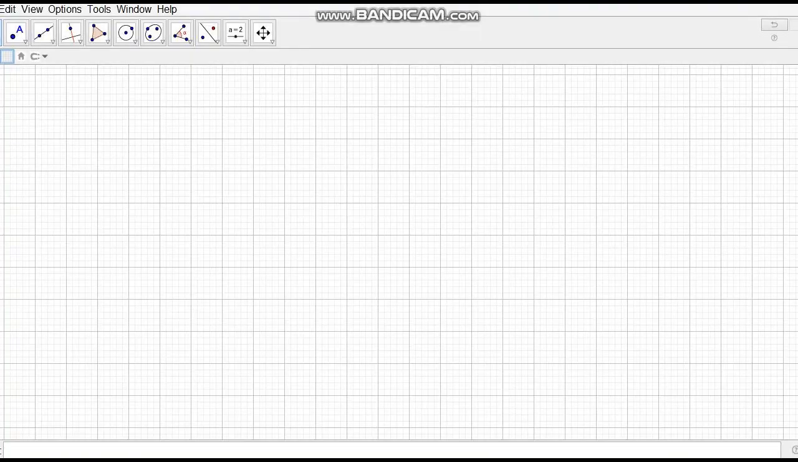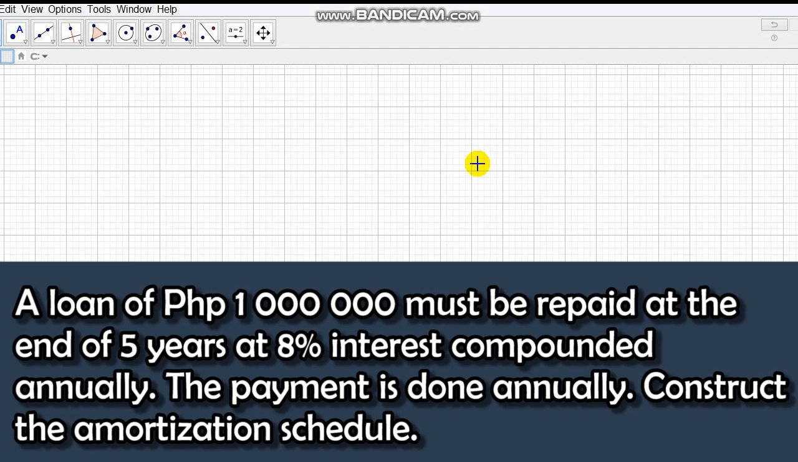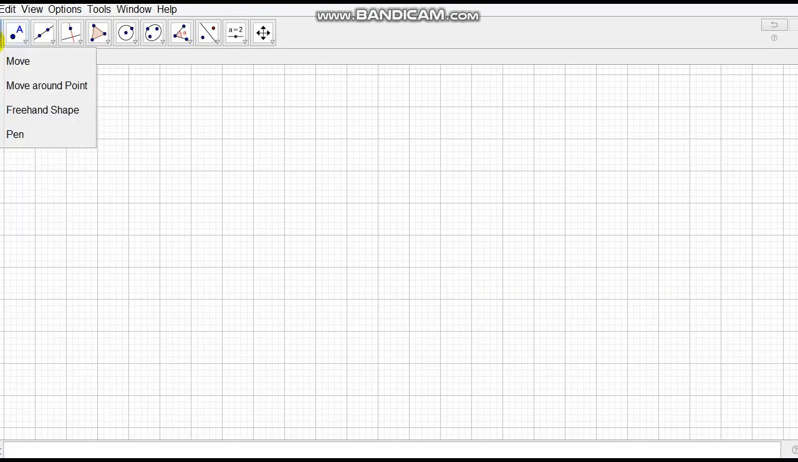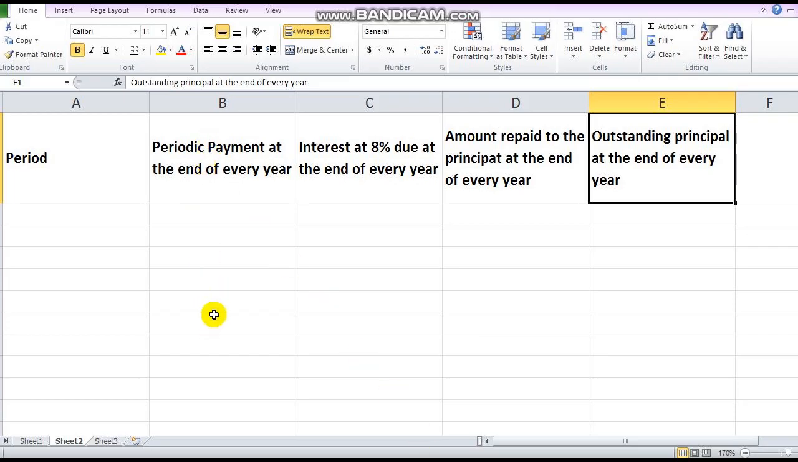So let's have an example on how we are going to do this. Let's say that we have a loan of 1 million pesos and it must be repaid at the end of 5 years at 8% interest compounded annually. The payment is done annually as well. So construct the amortization schedule. The first thing that we're going to do is solve for the regular payments first in order to fill out what is going to be on column B.